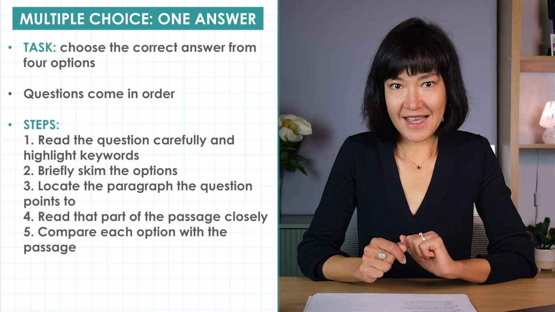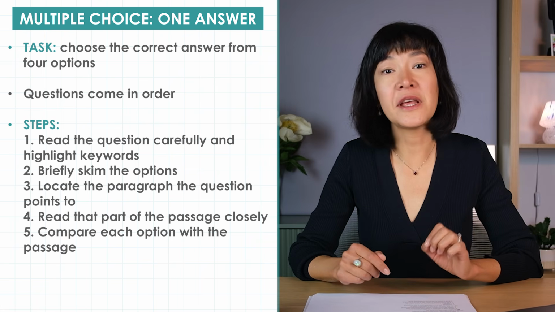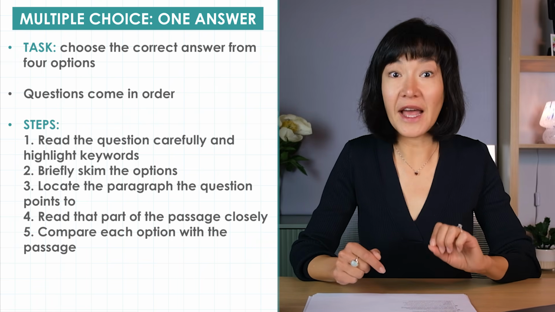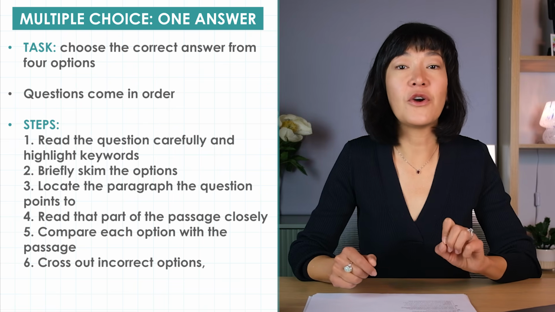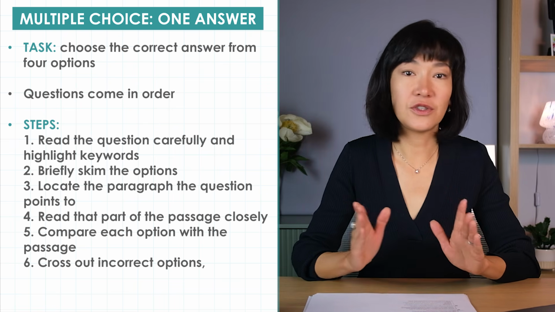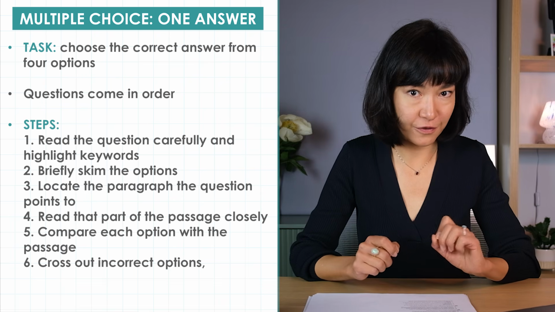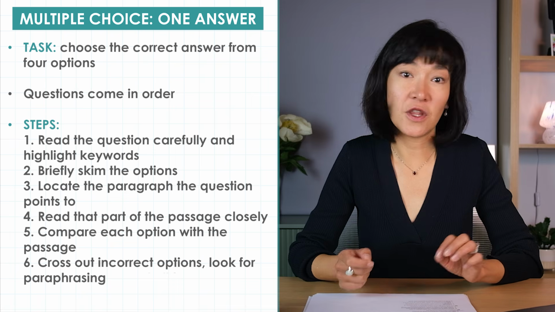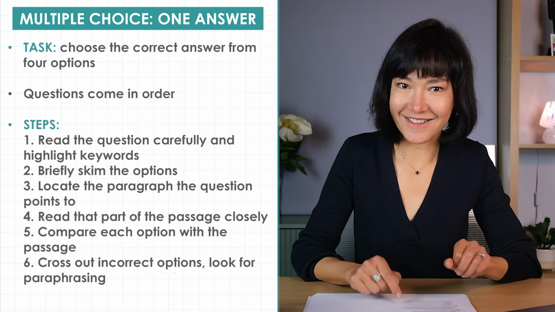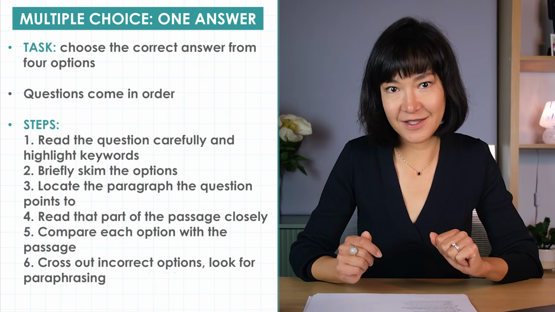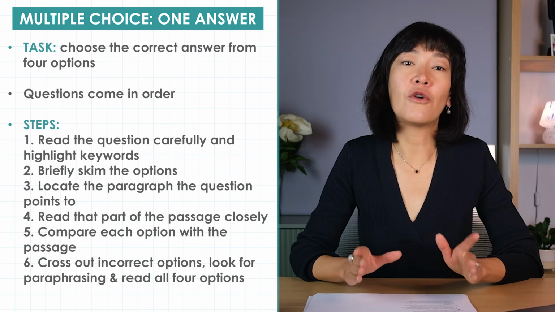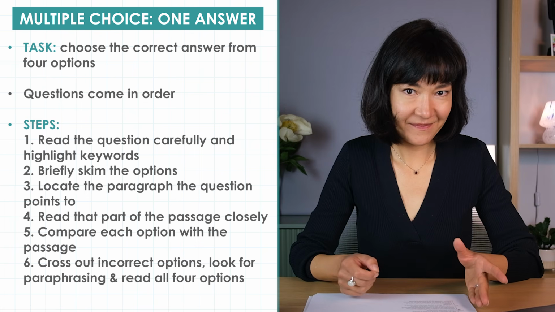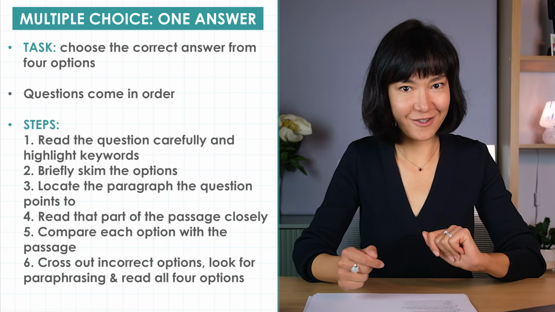Here is where mistakes happen. Several options will be mentioned in the passage in some way, but some details don't match. So cross out the options that don't match so you have fewer options to choose from. Look for paraphrasing. The words in those options, especially in the correct answer, are often paraphrased. And read all 4 options before you choose. Pick the one that matches the passage exactly. And then move on to the next question.